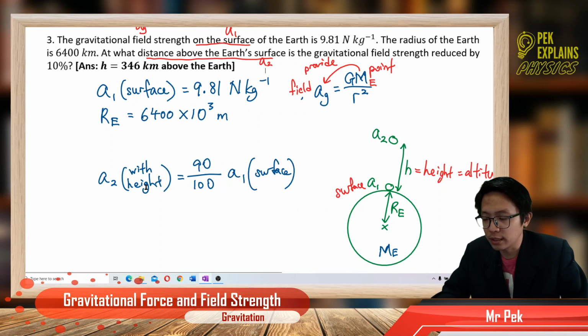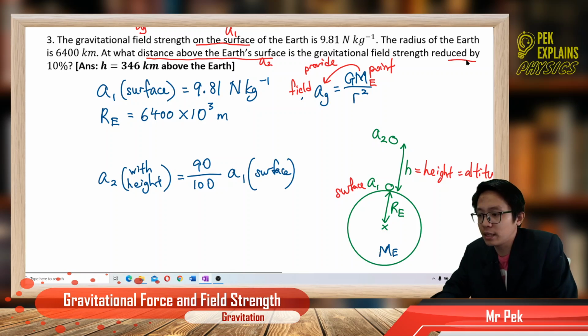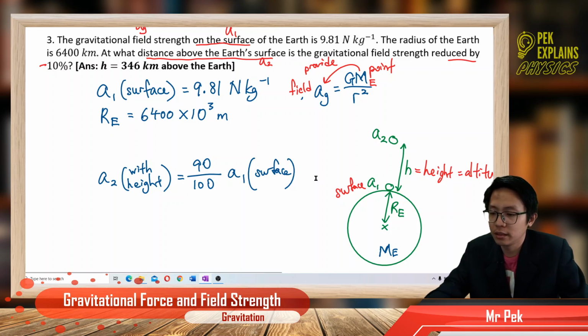So I can write like that. The A2 with certain height is 90% of the gravity on the surface, because it says reduced by 10%. Negative 10%, that means 100 minus 10 is 90. So A2 is 90% of A1. Now let's substitute the formula GM over r square.